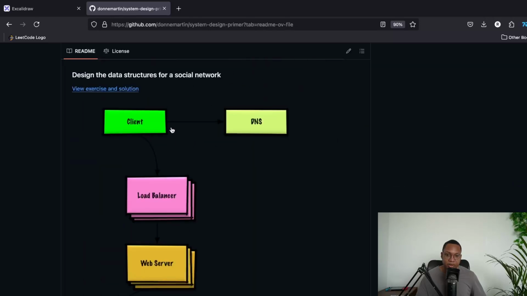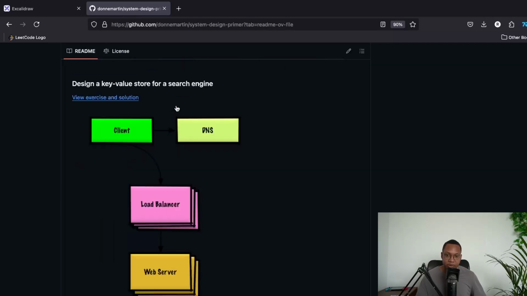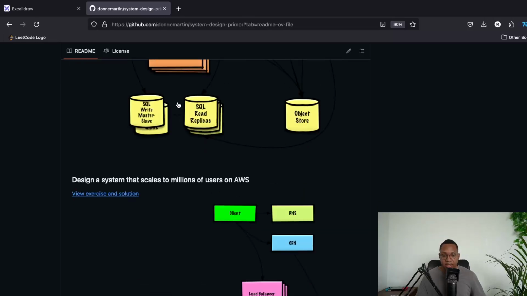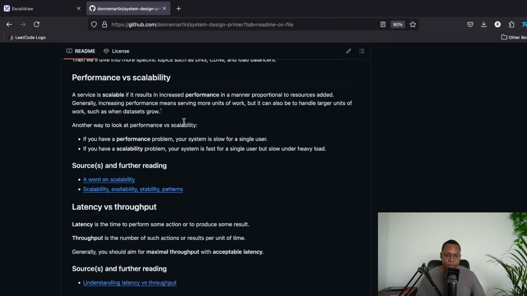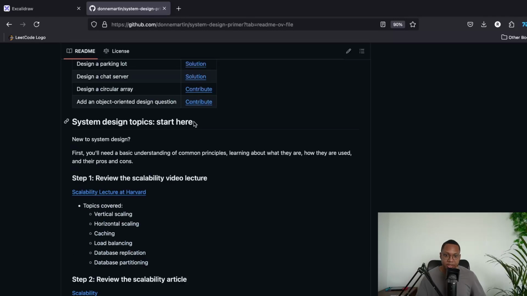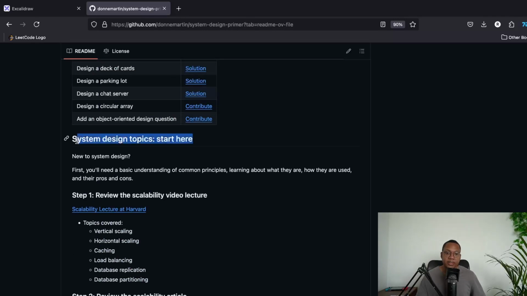So here are some example problems: design Mint, design a social network, design a cache, key value store, design a system that scales. Right, we got a lot of these, man. We'll always skip through them. These don't matter. So here's the meat of it. These are the system design topics. These are the things that you need to know, and they aren't really going to be that bad.